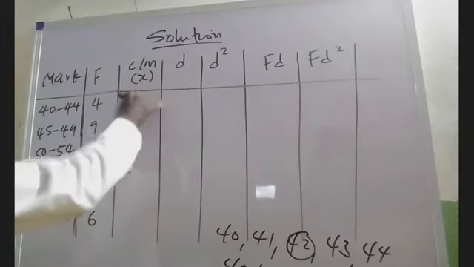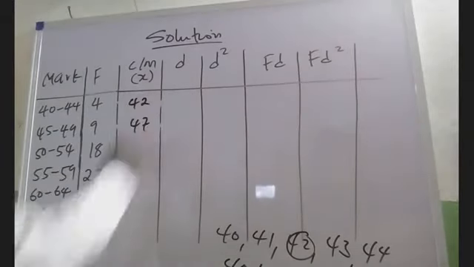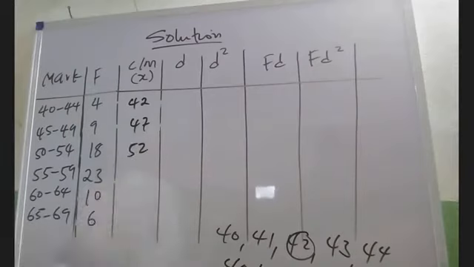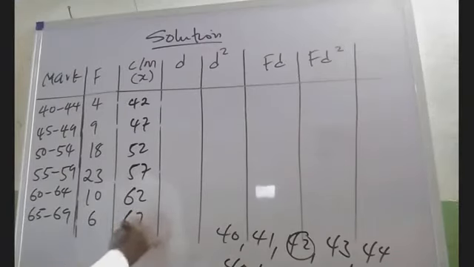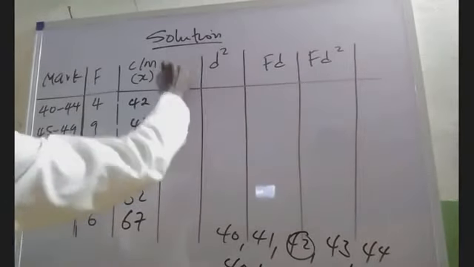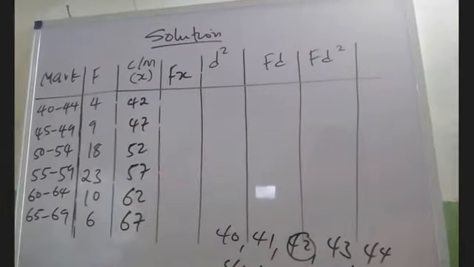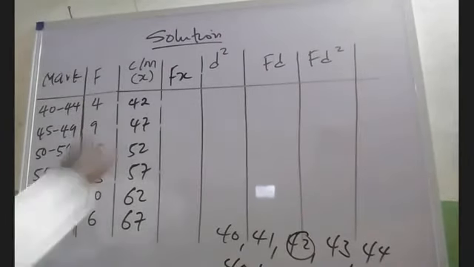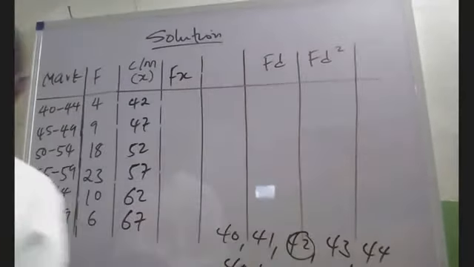So here we have 42. Here is 47. Here is 52. Here is 57. Here is 62. And here is 67. That is the class mark. Before we get the deviation, we must find fx. So we find fx.